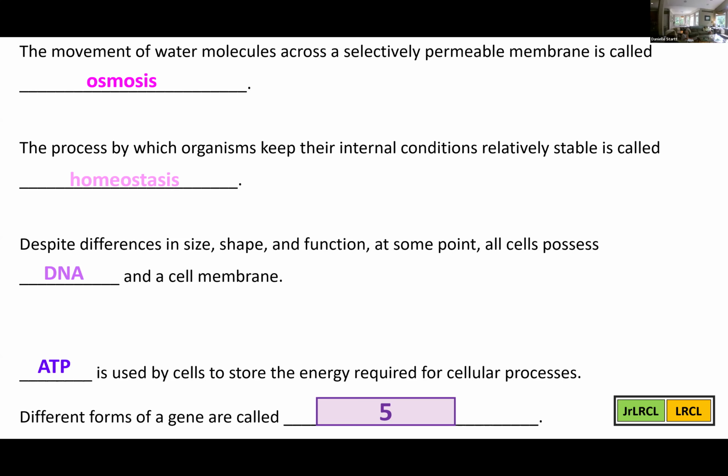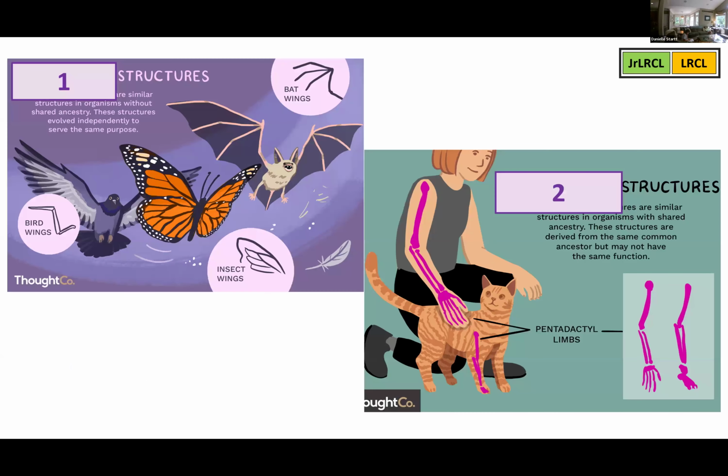Different forms of a gene. What do you call different forms of a gene? You might have like a capital A, lowercase a. Remember when we built our dragons? Remember when we created our dragons? What are those different forms of a gene called? Remember? That's alleles.